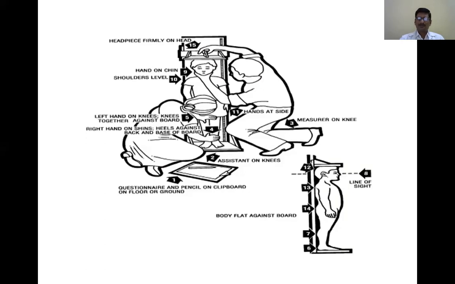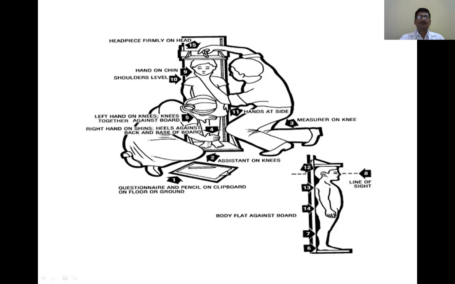So this is the technique. Here you can say the heel, the buttocks, shoulder, and occipital area, everything should be touching the wall. This is how one should ensure the body is flat against the board.